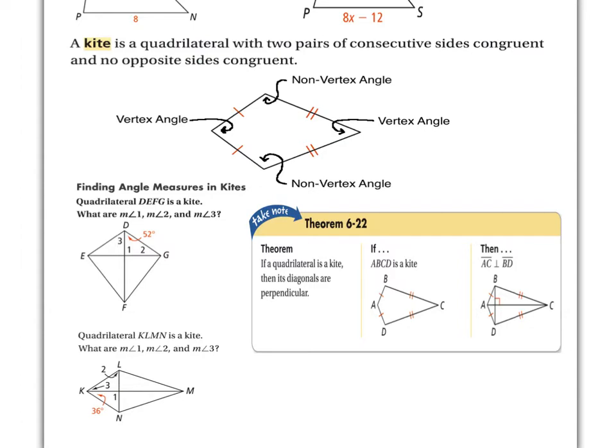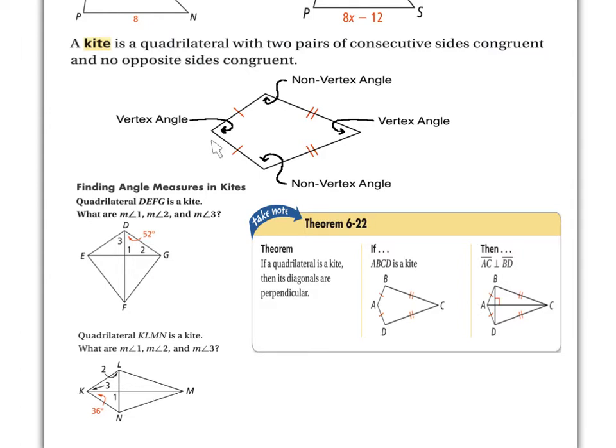And you'll notice it said two pairs of consecutive sides congruent. So one after the other, but the opposite sides are not congruent to each other. Okay? A couple of other things that you can look at here.